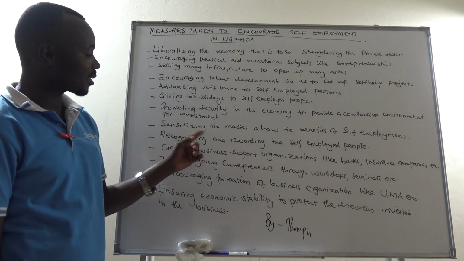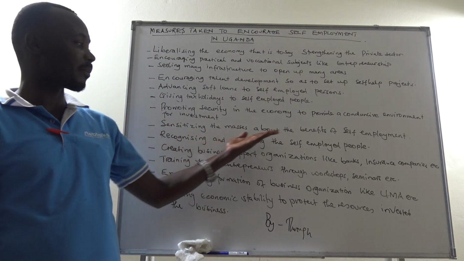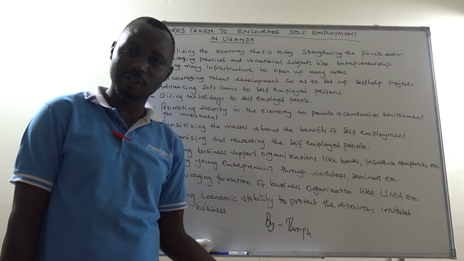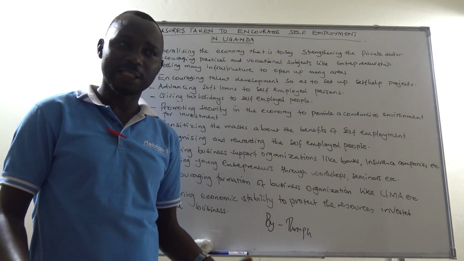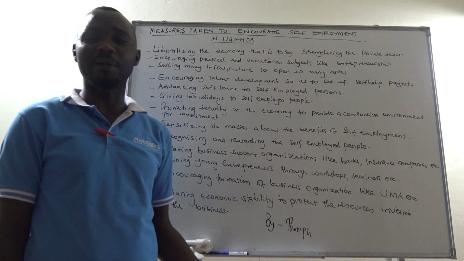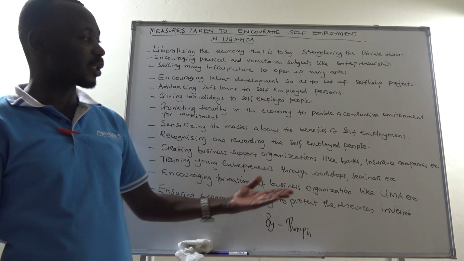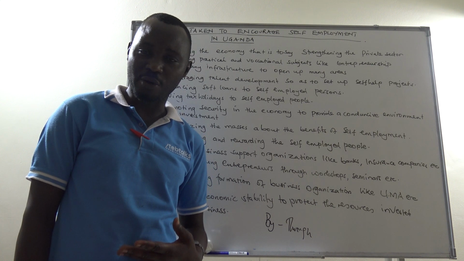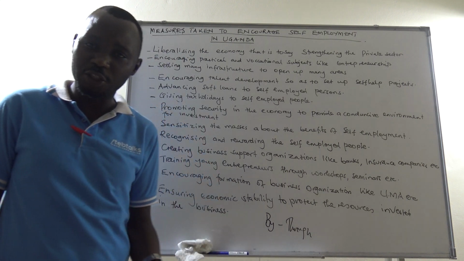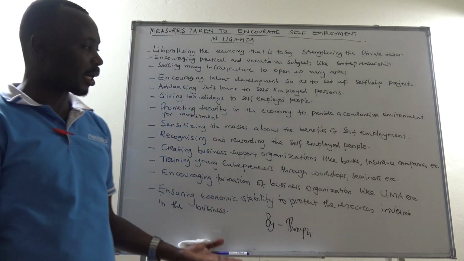Then sensitizing the masses about the benefits of self-employment. Advocating for self-employment by telling people about the benefits. Call people, talk to them, tell them that self-employment is good. Let them know that without self-employment, there is nothing that can benefit someone. Let the masses be aware that with self-employment, everything is possible. Otherwise, if they don't know why they should go for self-employment, and what they can benefit from it, automatically they cannot go for it.